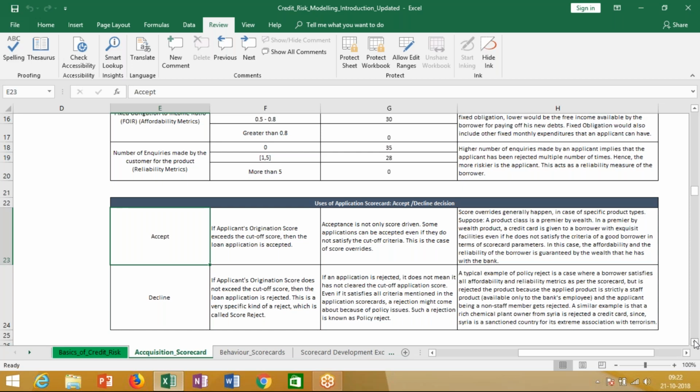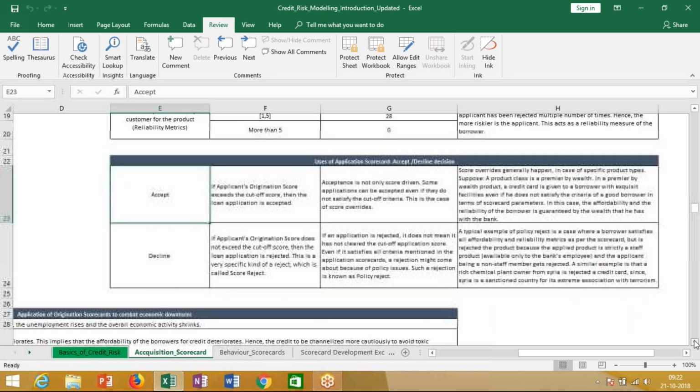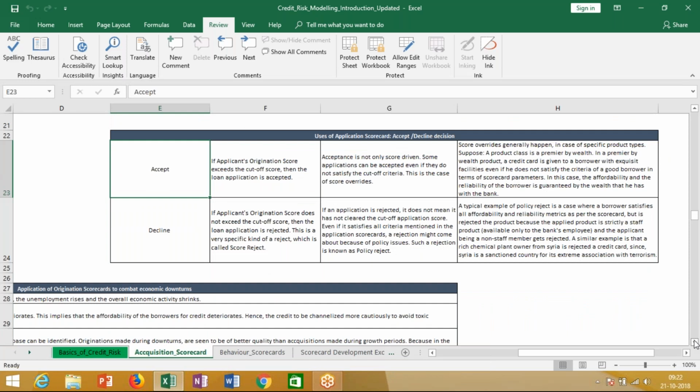Right? So this is one of the ways. These are certain cases of accept decline, as well as score overrides which are associated with the accept decline decisions. And this is where an application scorecard becomes very indispensable. And the better the scorecard is, the more easily you can work with this application scorecard.